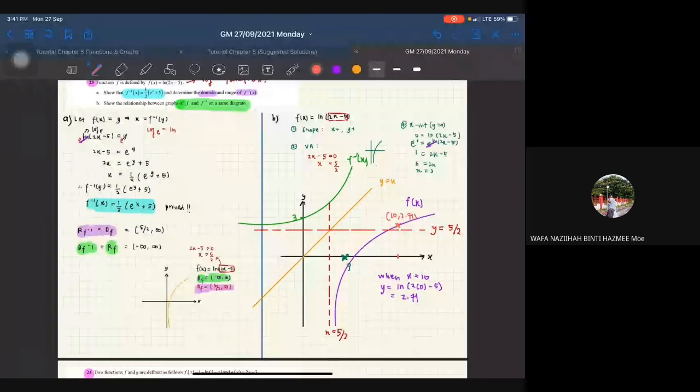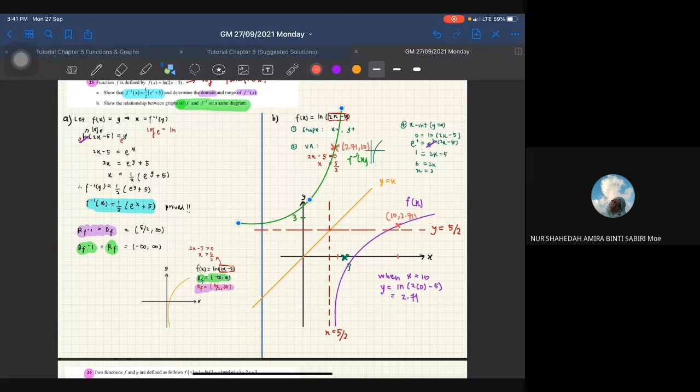Bila dia dekat f inverse, dia punya point akan tukar jadi (2.71, 10). Okay, so 2.71 is somewhere sini and then 10 dekat atas. Boleh nampak tak apa saya cuba lukis sini? Lebih kurang kot. Okay, so this point is actually (2.71, 10). Okay, so saya try tarik graf ni ke sana. Okay, so as you can see, graf ni dia akan sentuh tak each other actually? Will it touch each other? No. Will it intersect? No, betul.